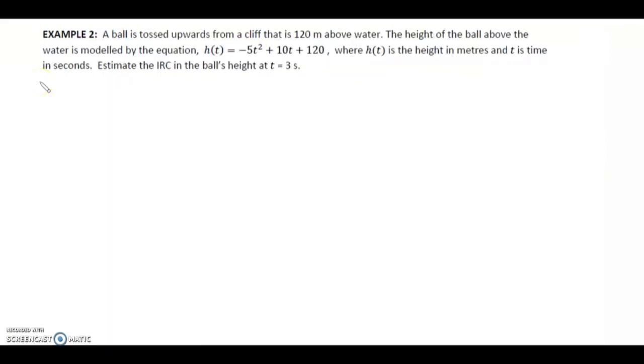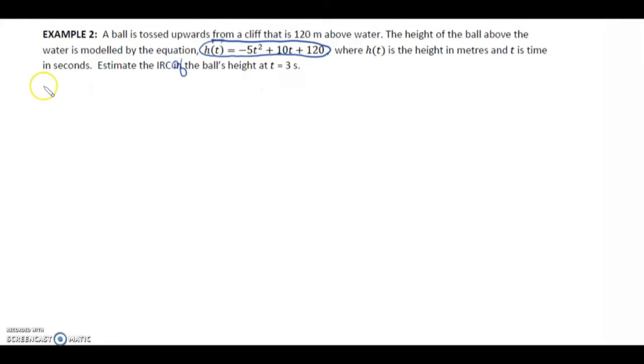Okay, example 2. A ball is tossed upwards from a cliff that is 120 meters above water. The height of the ball above the water can be modeled by this equation. Okay, so a little bit different. We don't have a table of values. Now we have an equation where h(t) is the height in meters and t is the time in seconds. Estimate the IROC, or the average of the ball's height, at t equals 3 seconds.